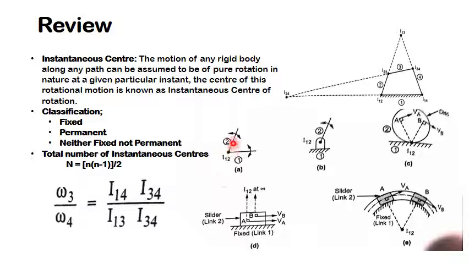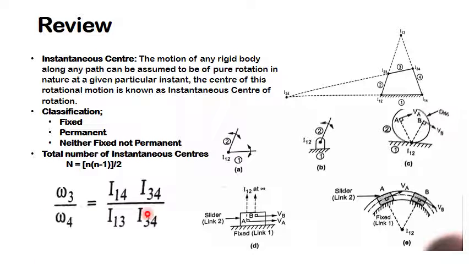Now, how to locate the instantaneous centers, that also we discussed. If two links are connected by a rotating pair, that hinge itself will be an instantaneous center. For a rolling pair, the point of contact between the surface and the roller is the instantaneous center. For a sliding pair, the instantaneous center will be at an infinite distance on a line perpendicular to the line of action of the slider. And if the slider is moving along a curved surface, be it an internal curve or an external surface, the center of that curve will be the instantaneous center.